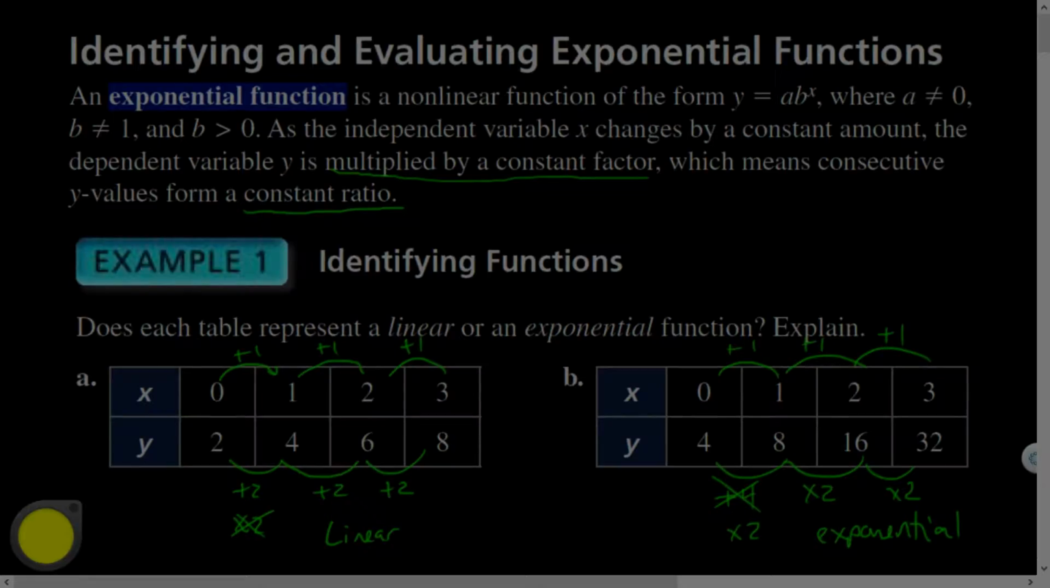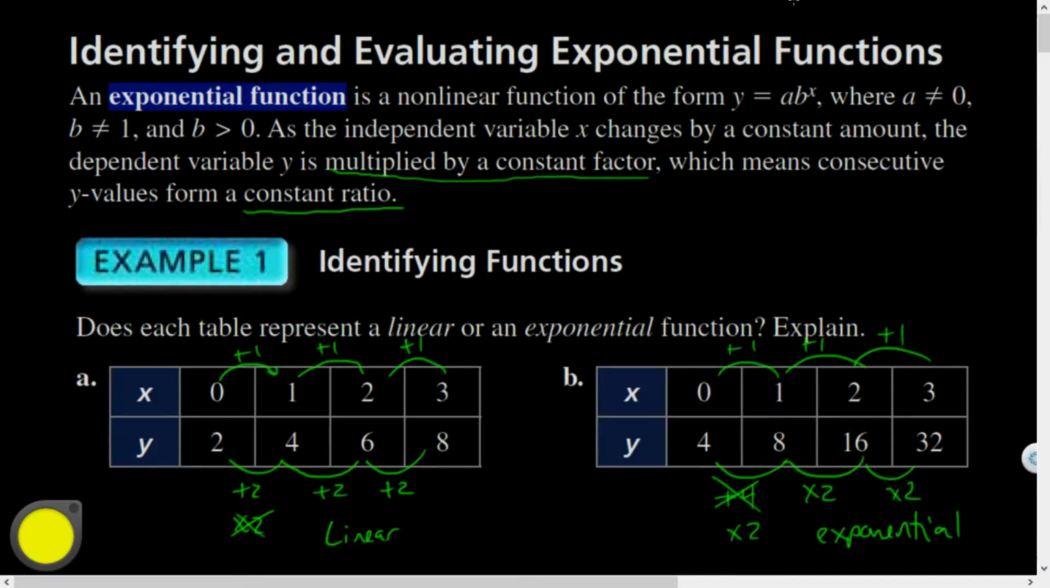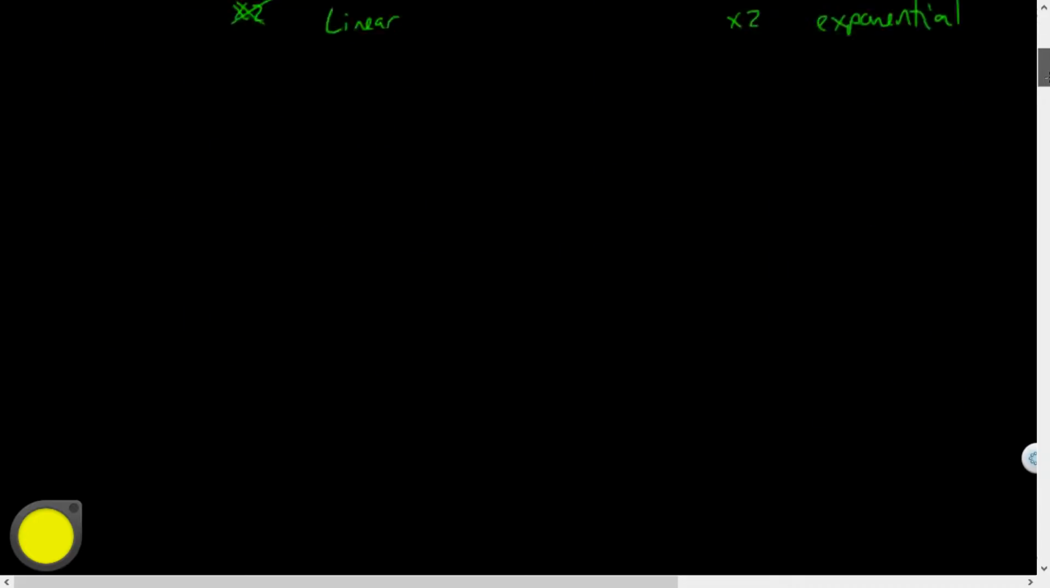Also, they said that exponential functions are of the form y equals a times b to the x. When you have a variable in an exponent, right? It will be an exponential function. So the variable is in the exponent, is what we're seeing.